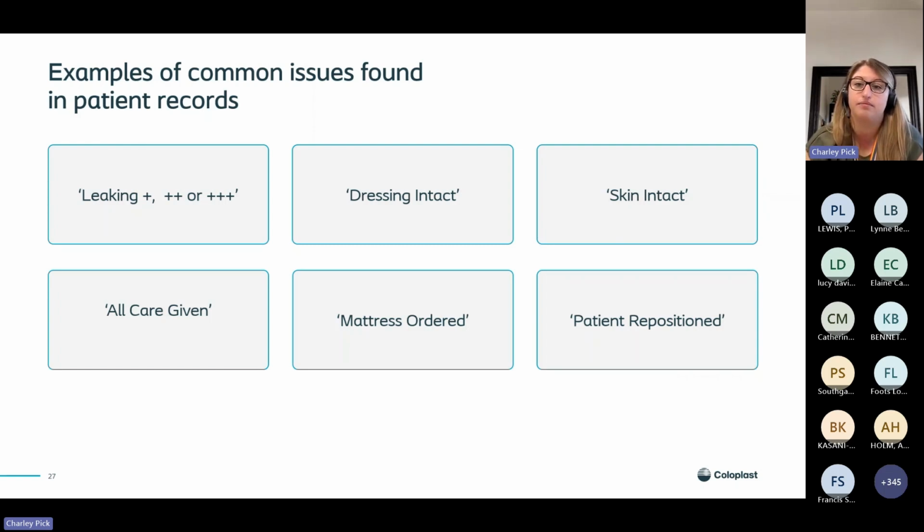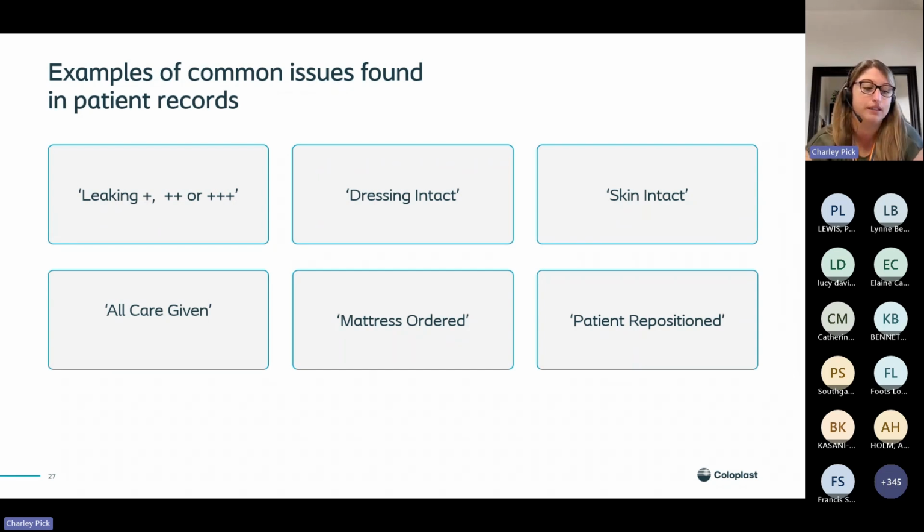Skin intact. That's great. Is that across the whole body, or is that in a particular place? So you need to be specific about that. Skin intact doesn't really tell us anything unless you specify where it is.